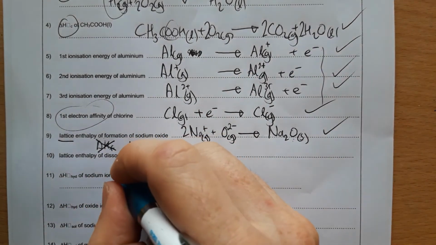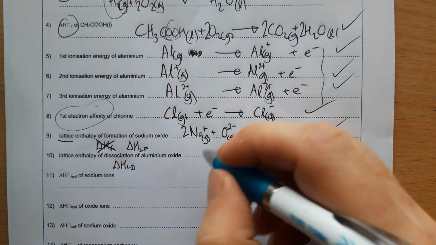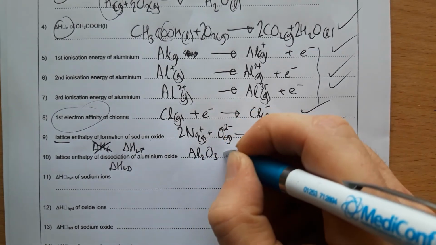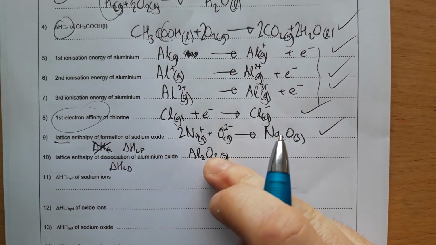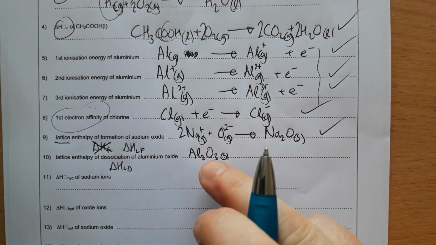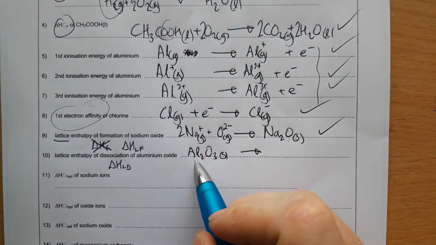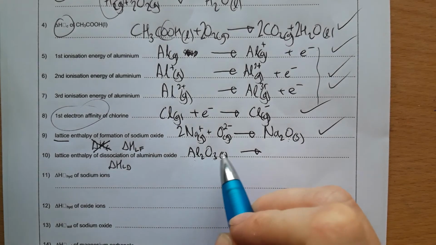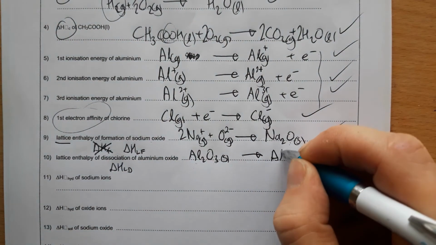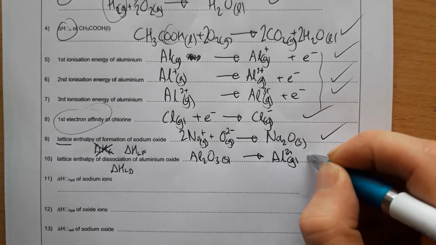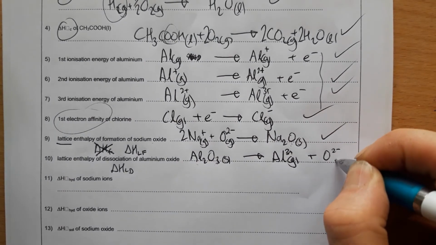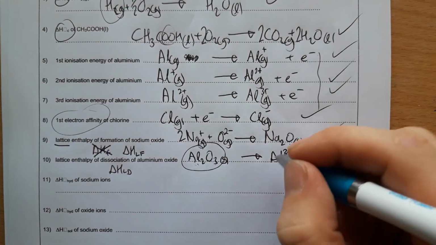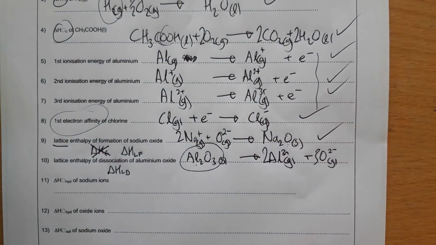Lattice enthalpy of dissociation, delta H lattice dissociation. So you start off with a lattice, aluminium oxide is Al2O3. Do you notice I'm not thinking about that, I just know it. Aluminium is 3 plus, oxygen is 2 minus. So 1 mole of solid ionic lattice is broken apart into its constituent gaseous ions, Al3 plus gas plus O2 minus gas. Now I just need to balance it, but I'm not allowed to change the number on that because it's 1 mole of, so it's 2 of them and 3 of them.